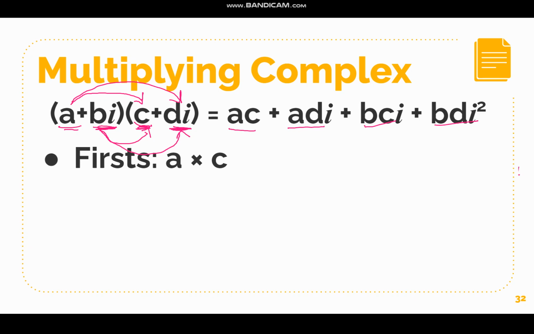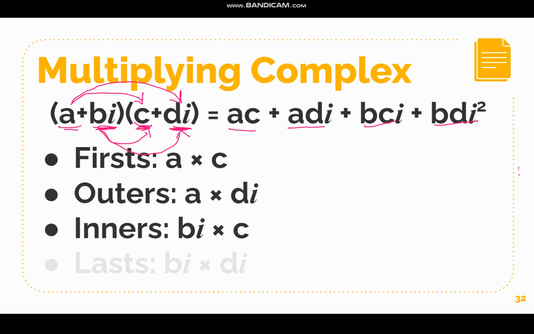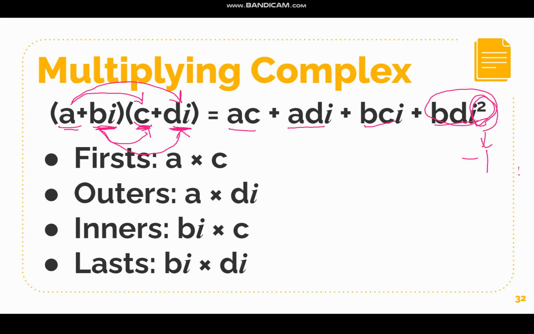Now, first, ac, outer, a times di, inner, bi times c, and last, bi times di. And what I need you to notice is that at the end, when you've got b, d, and then i squared, we learned that i squared is what? -1. So eventually it becomes minus b times d. That's a really important thing that you need to notice.